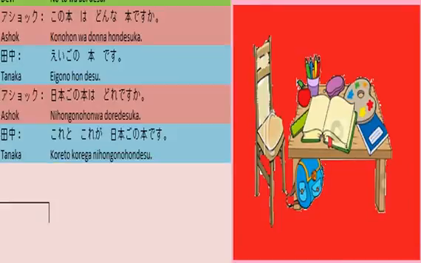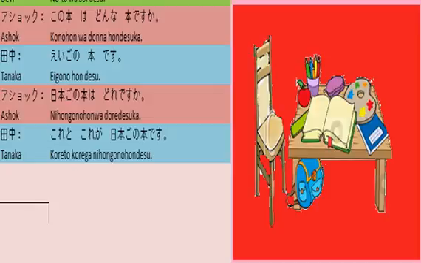And now Mr. Ashok responds, Kono hon wa donna hon desu ka? Kono hon is this book. Donna is what kind of. Wa desu ka is the interrogative structure. So basically here Ashok points his finger to one of the books on the table and he asks what kind of book is that.